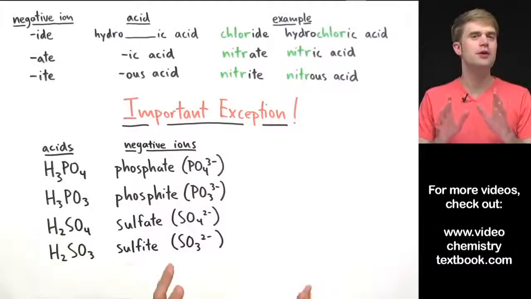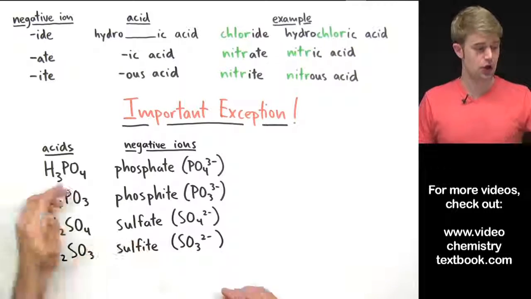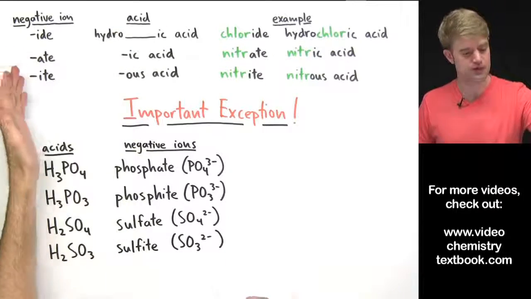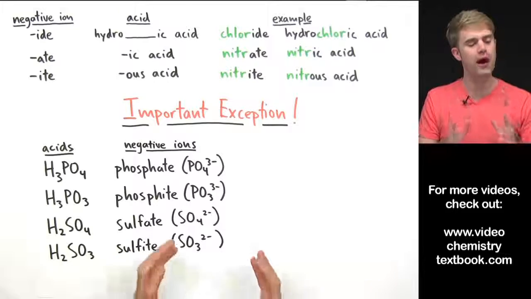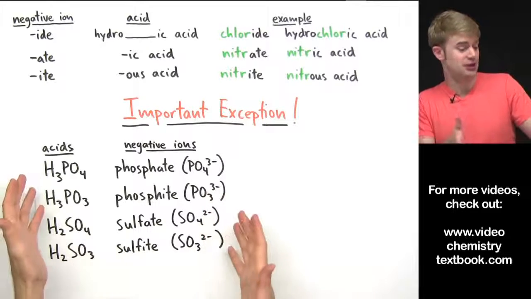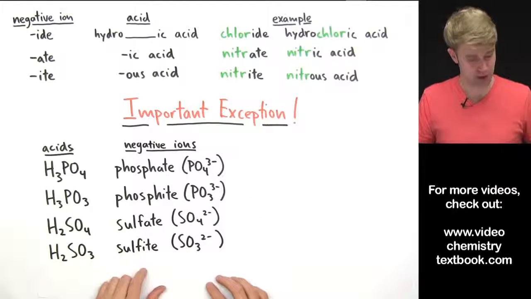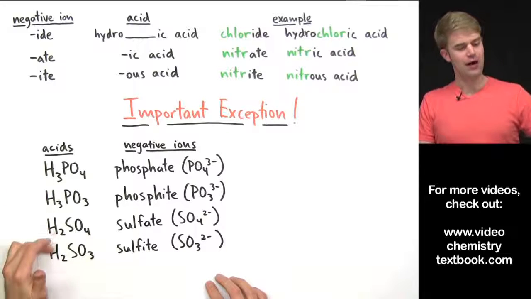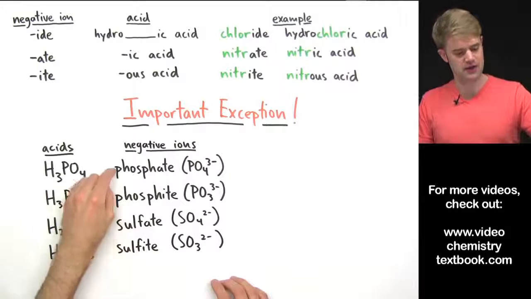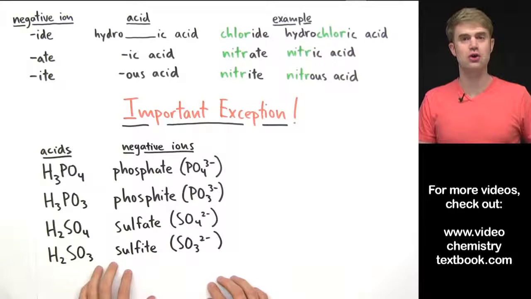I don't know. I want to talk about some important exceptions with naming acids. We learn these rules, but there are few acids that don't quite follow them. And they actually turn out to be very common acids. All right? So they are these 4 acids here that contain the negative ions phosphate, phosphite, sulfate, and sulfite.